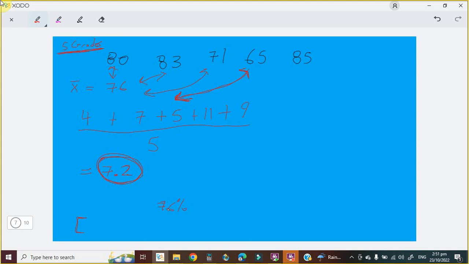Subtract 7 from 76, you get 68.8. To add 7.2 to 76, you get 83.2, right? So this is where most of your scores lie. That is what standard deviation measures. It measures how much each score deviates from the mean.